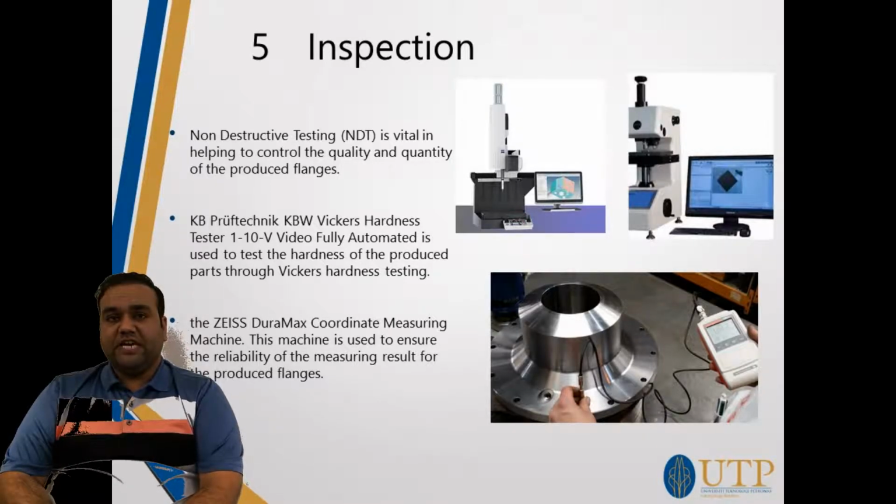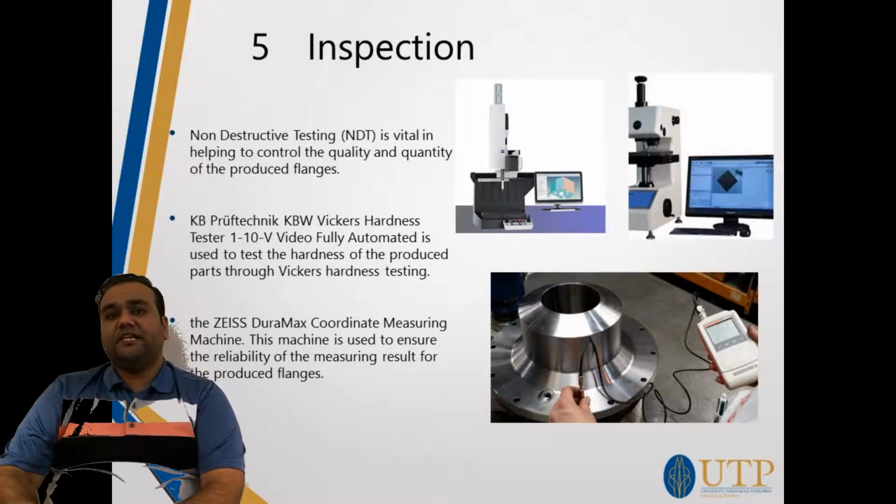These specifications are very important to inspect during the manufacturing of the flange. And there's two machines we have decided to use also for inspection. The two machines were used to undergo hardness and accuracy. So the Vickers hardness test, fully automatic, is used to test the hardness of the product part. The last inspection method that we had decided to use would be the accuracy test.